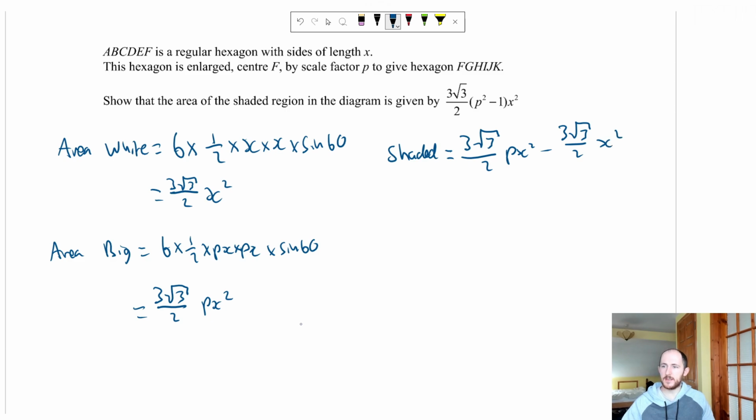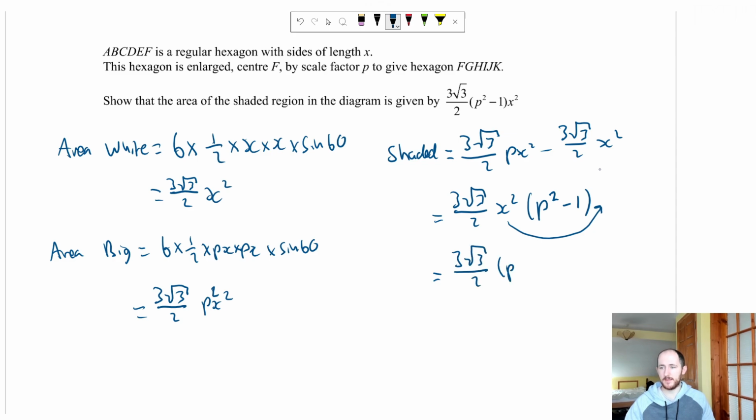And then all they do is they factorize out 3 root 3 over 2 x squared. So if I do that, I'll factorize out 3 root 3 over 2 x squared, and we have p squared minus 1. My bad, sorry. And then all they've done is they've moved the x squared to the end, because remember, they're all timesing each other anyway. So it doesn't actually make a difference which order we write these brackets in.